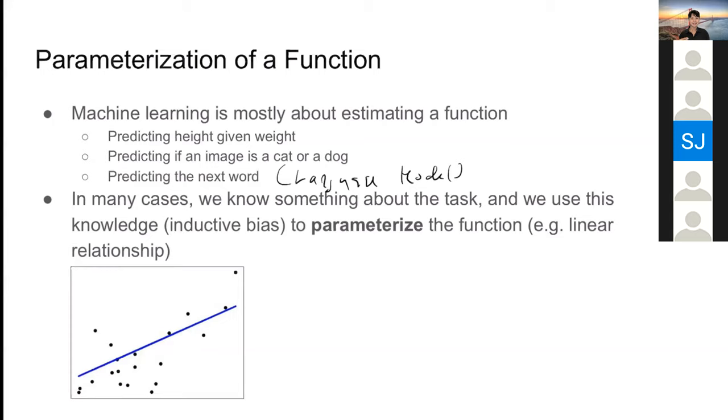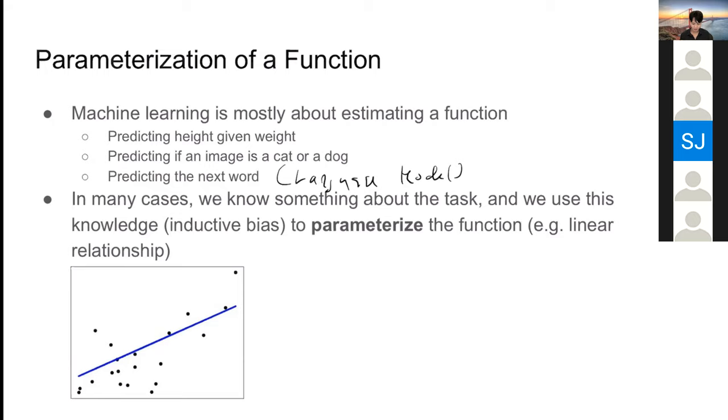And in many cases, we know something about the task. We can have some assumption about how the task should work. We use this knowledge, and this knowledge is called inductive bias. Basically design bias, you can think of it as how we design the model to parameterize the function. This sentence might be very hard to understand at first glance, but what I mean is this.